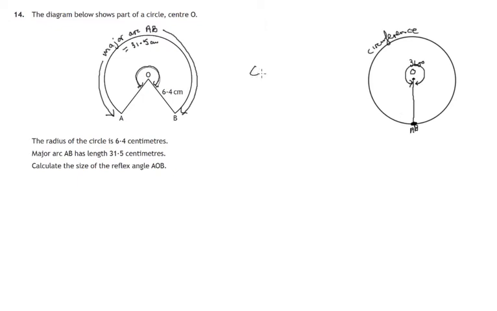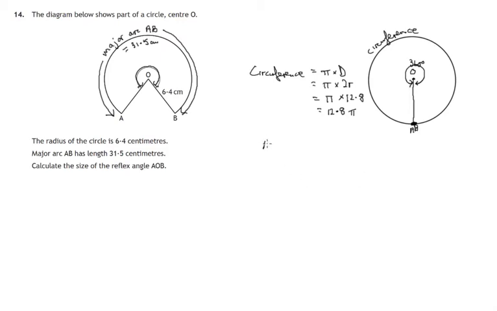And we can find the length of the circumference because we know the formula for that. It's pi times the diameter. And we know the diameter is twice the radius. So it's pi times twice 6.4, which is 12.8. So let's put that down. It's 12.8 lots of pi. So we know that's the circumference.